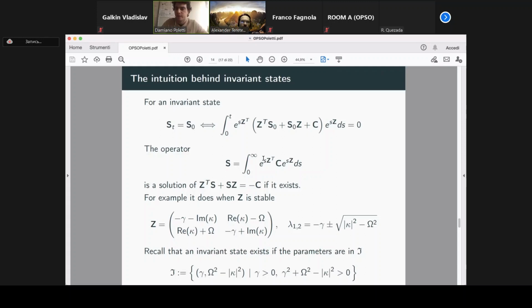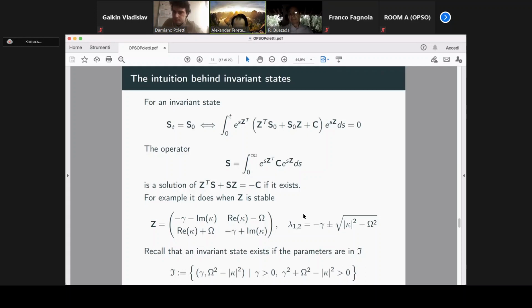this integral exists. Of course, as you said, we can find some possible relation between Z and C such that this integral exists even if the matrix Z has eigenvalues with zero real part. We addressed this question in our paper. We considered the case when Z could have zero real part eigenvalues, but they will be nullified by C in some sense. But in that case, an invariant state does not exist. So this was just an easy way to explain.